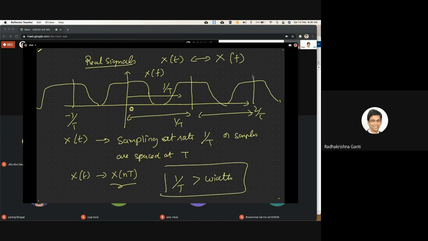If you take your W as this for real signals, then the width will be 2W. But in general, for complex signals, we take this as the W, because in complex signals things are not symmetric. Your signal may look like this. Complex signals are not symmetrical, so the whole bandwidth is taken. So always remember: 1 by T should be greater than the width of your total frequency content.